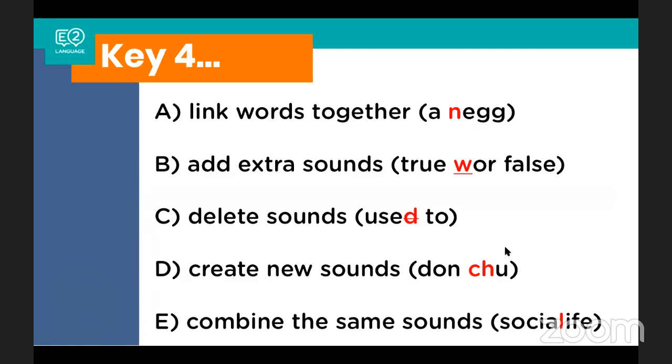And also sometimes we combine the same sounds. So if we have a word that ends in L, for example, like social, and the following word begins with an L sound, then what we do is we actually just combine it into one. I say, hey, do you have a good social life? Social life. I don't say social life. It's too difficult. I say social life. So these are elements of connected speech.